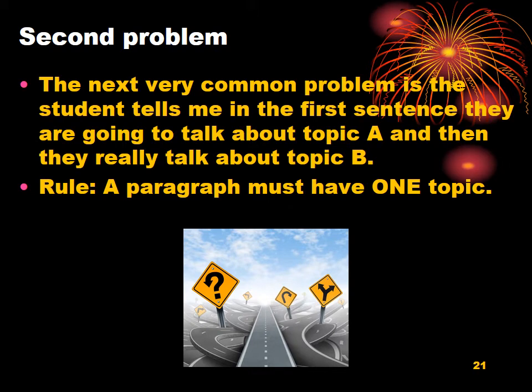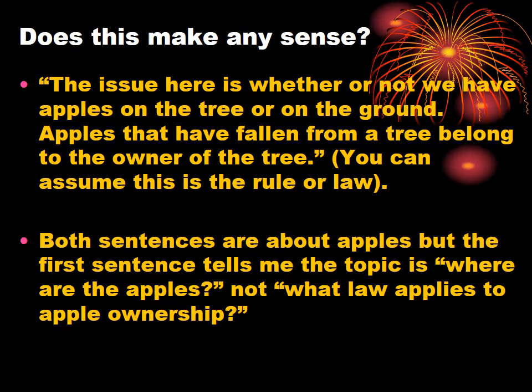Second problem. The next very common problem is the student tells me in the first sentence they are going to talk about topic A and then they really talk about topic B. Rule: a paragraph must have 1 topic. Does this make any sense?